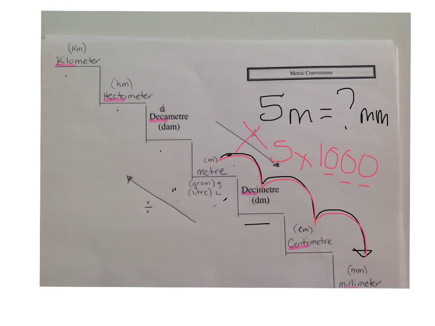5 times 1,000 is just like we've been doing with our mental math. We take that 5 and we are going to add 3 zeros to the end because we've moved that decimal point over 3 spots. So 5 meters equals 5,000 millimeters.